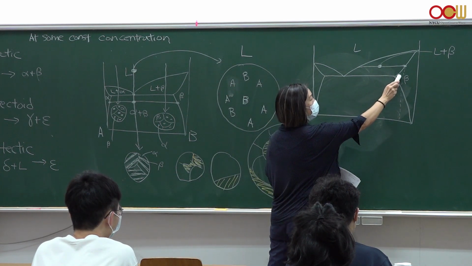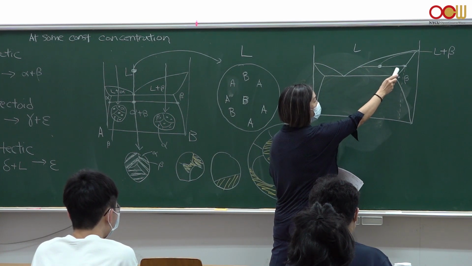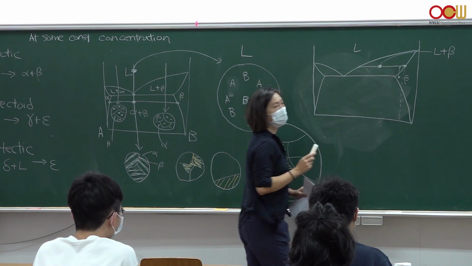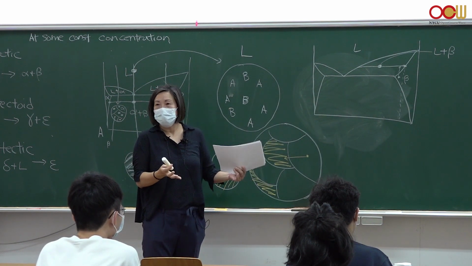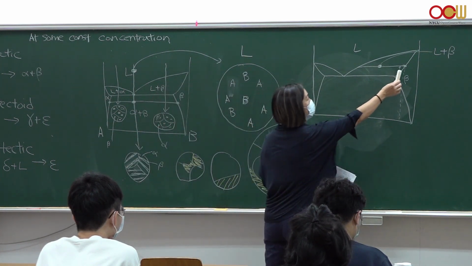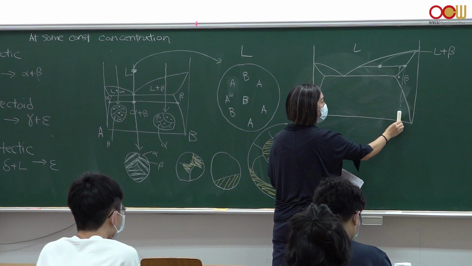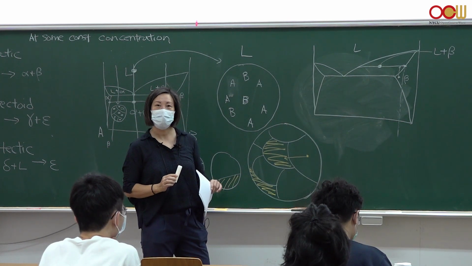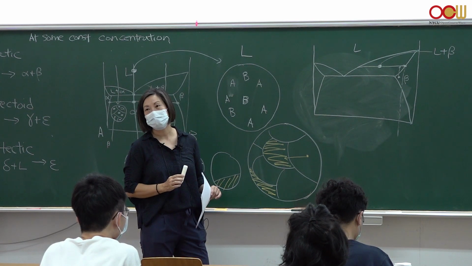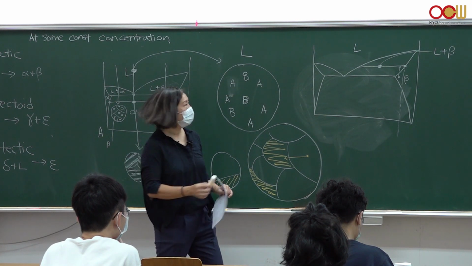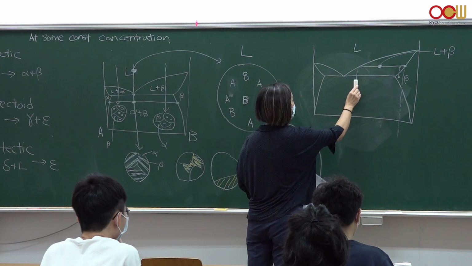This phase is not thermodynamically stable at that temperature. If I go up, it becomes a liquid. And so I can't get a solid to come out of the liquid with any composition less than this line. So that's the minimum amount of B I would have in my beta phase in order to have a solid phase at that temperature.